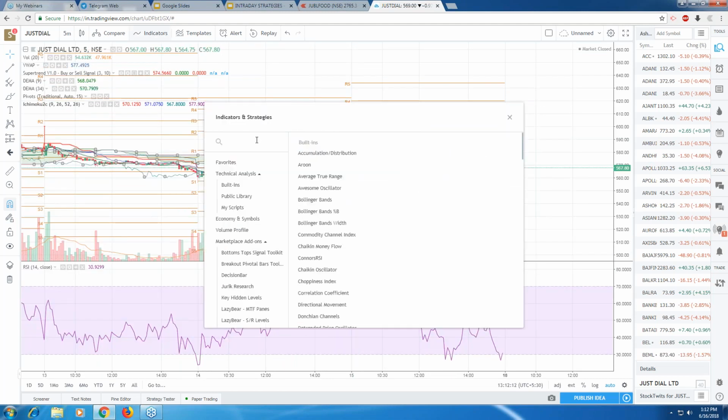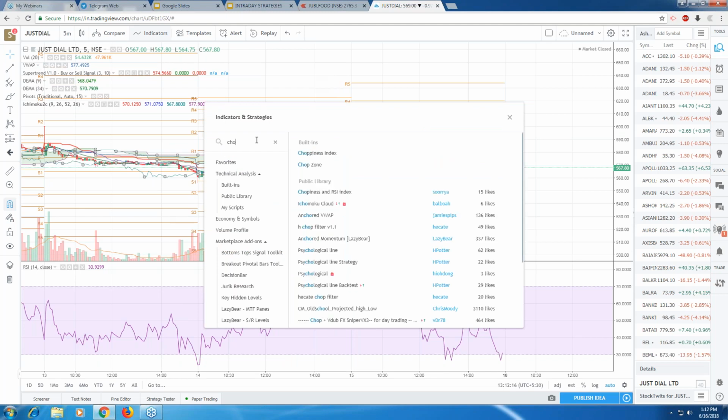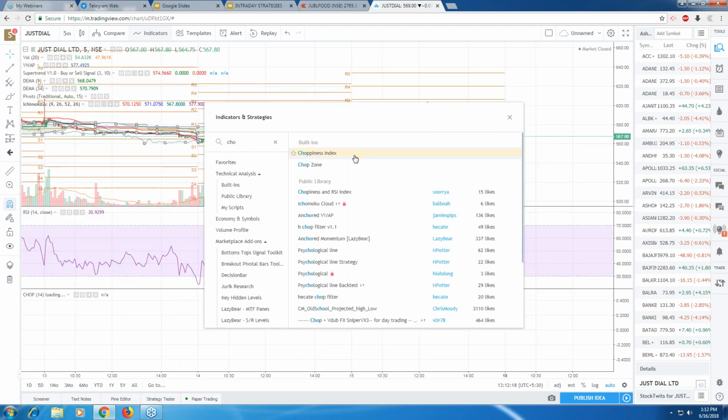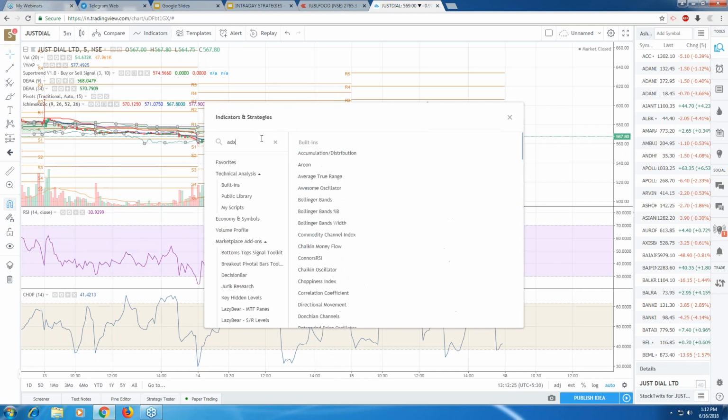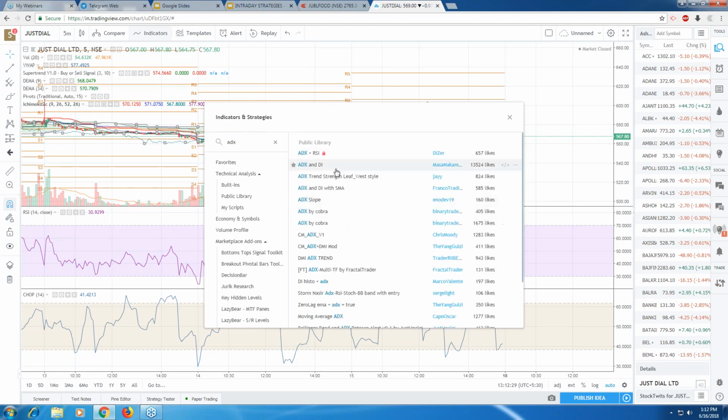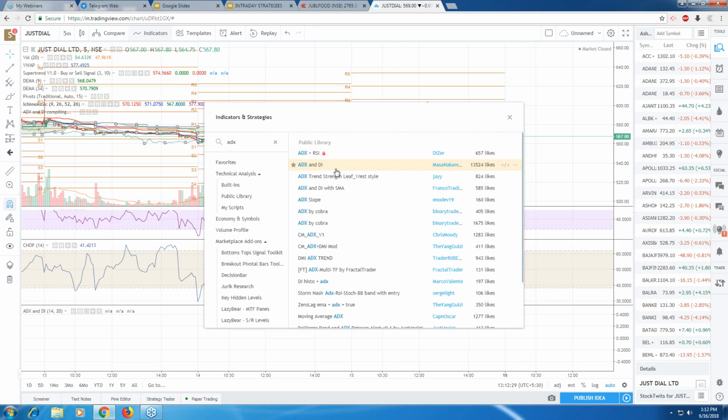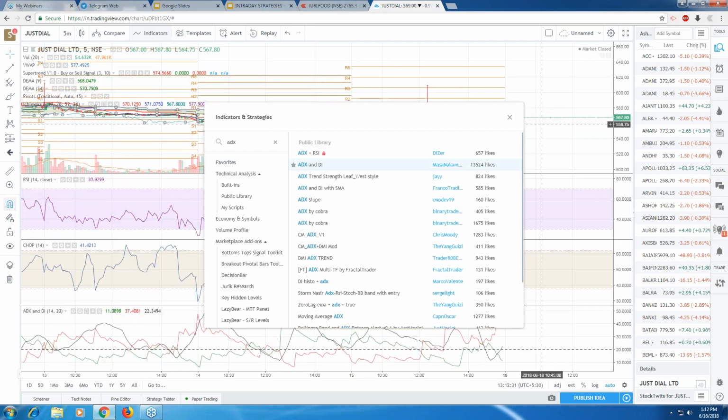Choppiness index here, right? And then the last one is ADX. This is the last one. And here I'm going to take this one, ADX and DI, right? Now we are almost done.